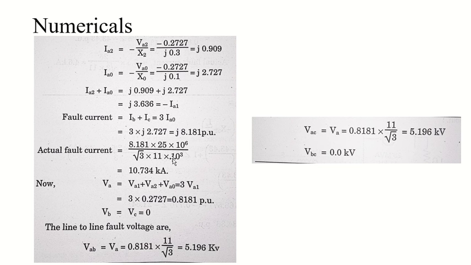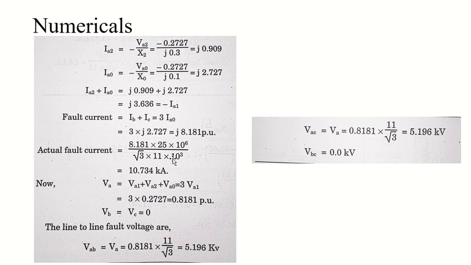VB and VC, because both of them got short circuited and at the same time grounded, will be 0. Because this is my LLG fault, VB and VC will be 0.